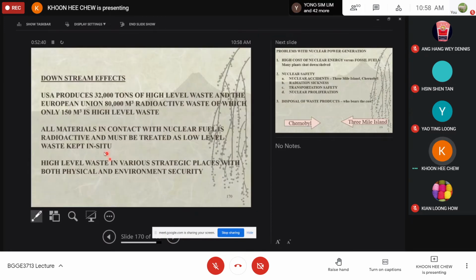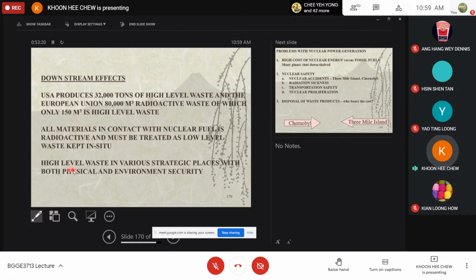And the downstream effect. The USA produced 32 tons of high level waste. We will look at what is high level waste and what is intermediate level waste later. The European Union has 80,000 cubic meters of radioactive waste, of which only 150 cubic meters is high level waste. So it's very little high level waste. All materials in contact with nuclear fuel are radioactive and must be treated as low level waste and kept in situ. Any materials in contact with the nuclear fuel are considered radioactive, and are classified as low level waste.